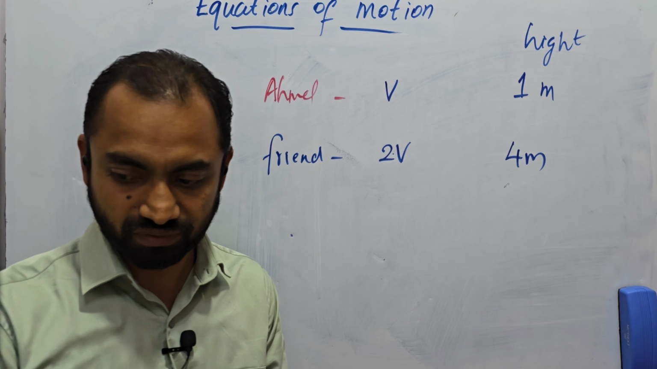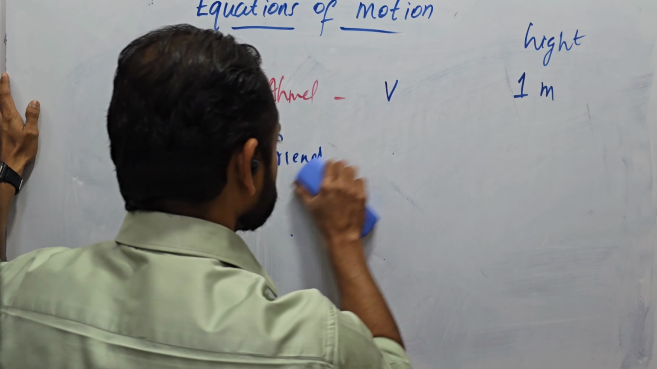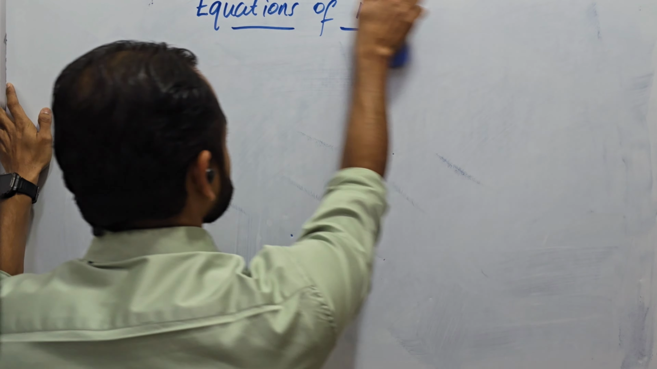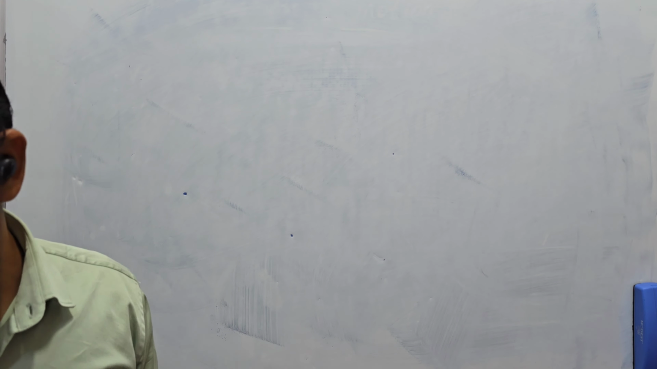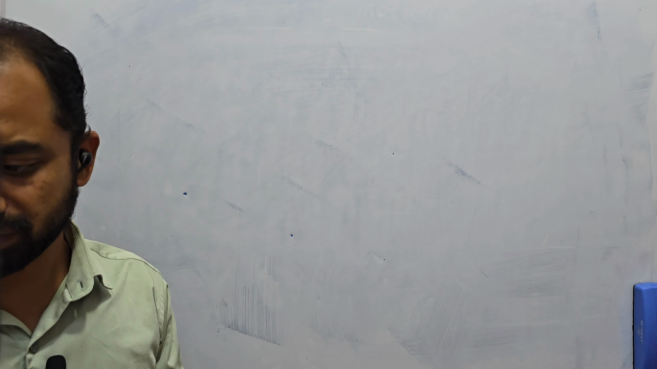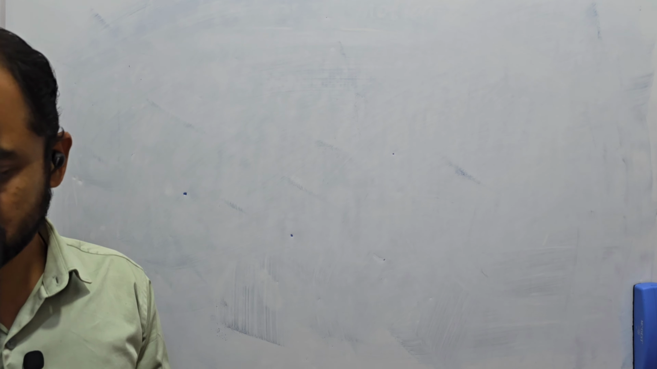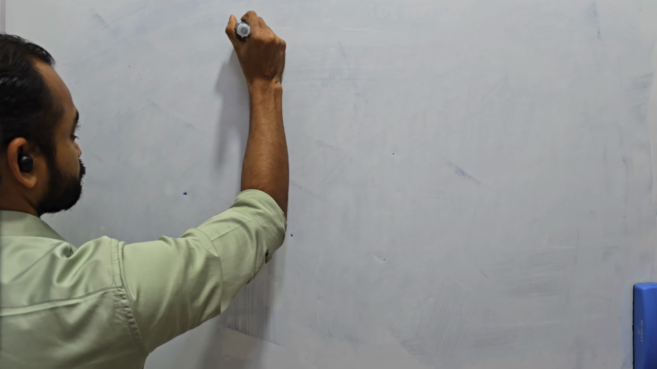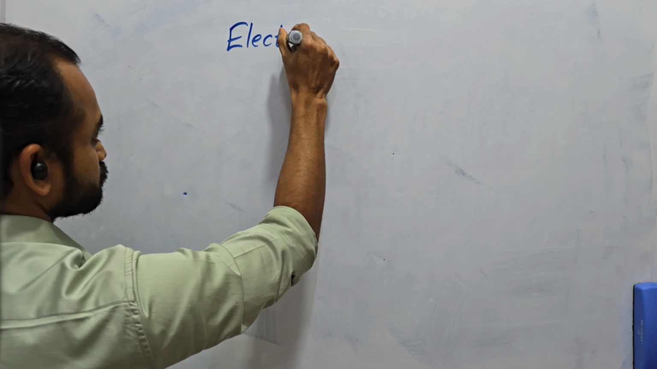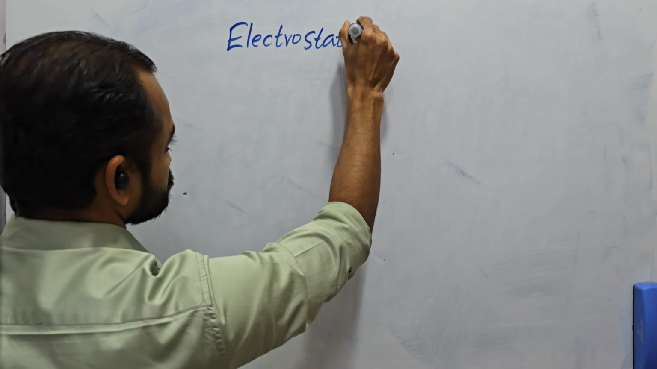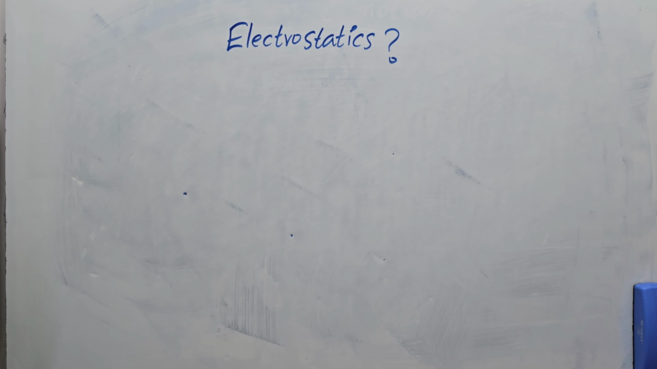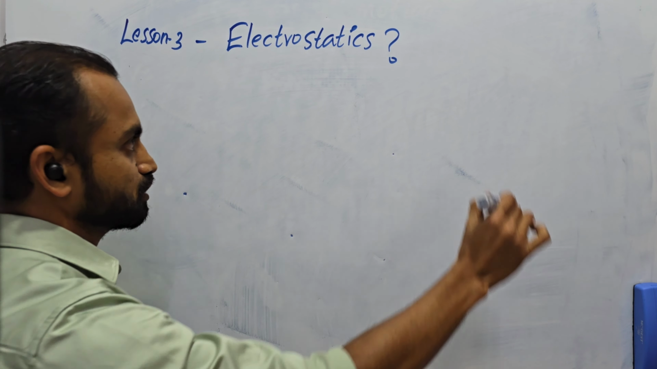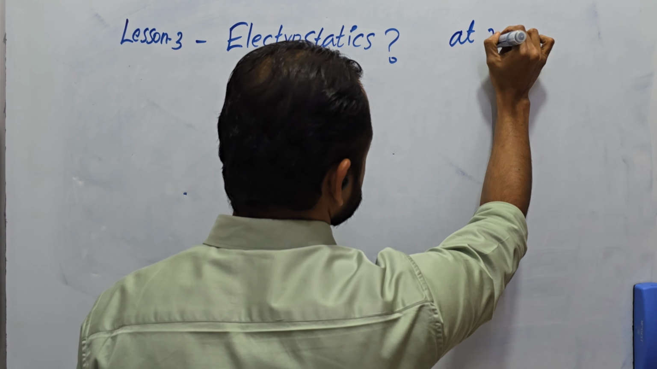Chapter 3 Electrostatics, lesson 1: electric charge. So we are starting lesson 1 in chapter 3. The name of the lesson is electric charge. You can open the worksheet and see: what is electrostatics? Electrostatics means the study of electric charges at rest.